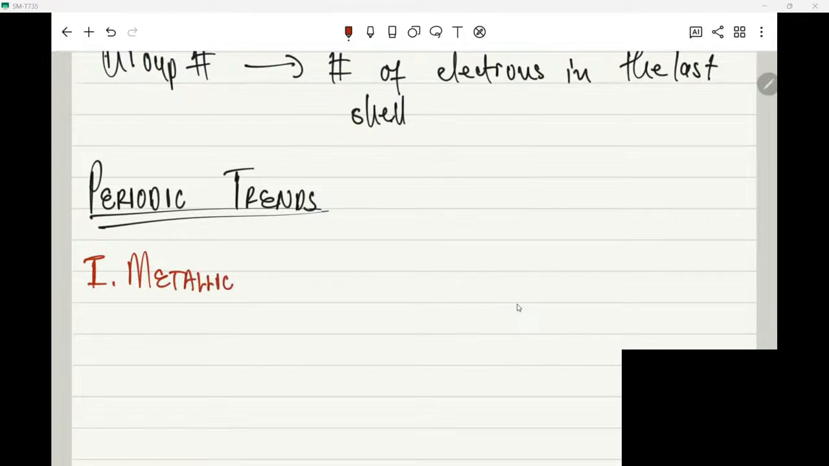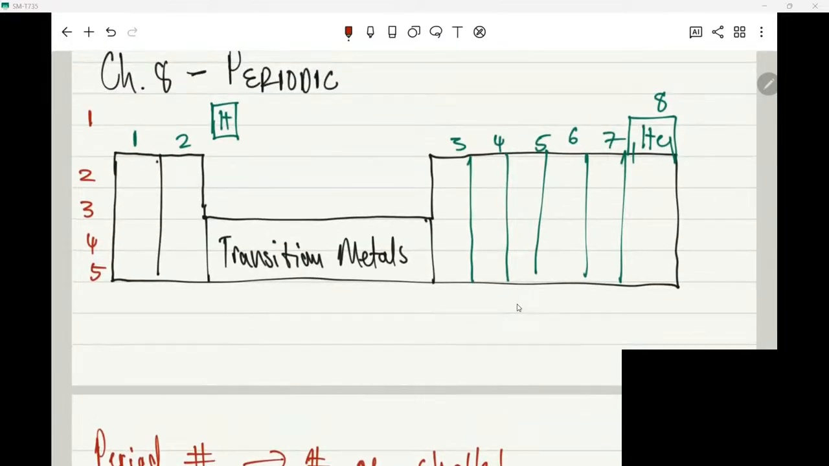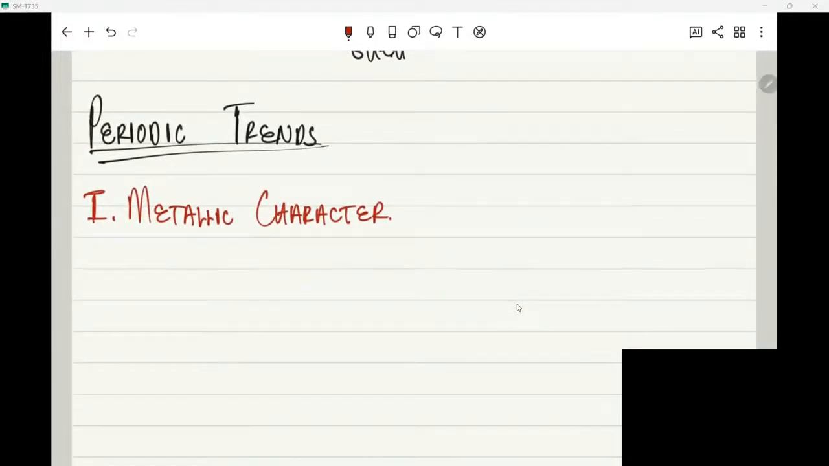We all know that in our groups and periods, groups tell me the number of electrons you have in your last shell. Period tells me the number of shells. Everything in period 2 is going to have 2 shells. All the things in period 3 are going to have 3 shells. That's how it goes. Now let's talk about these trends. Trend number 1 is going to be metallic character.